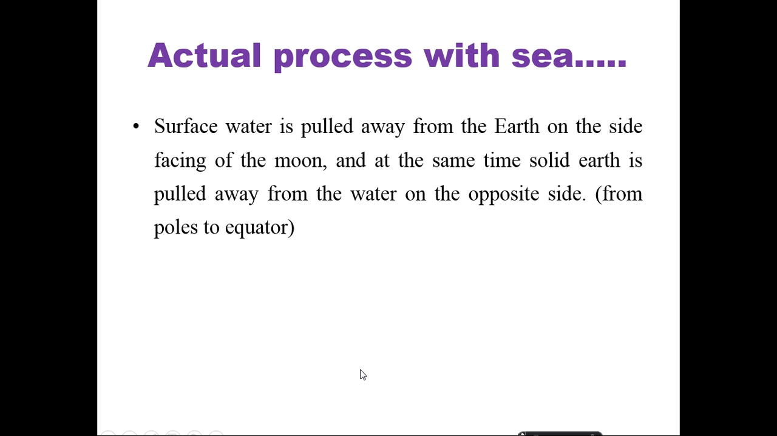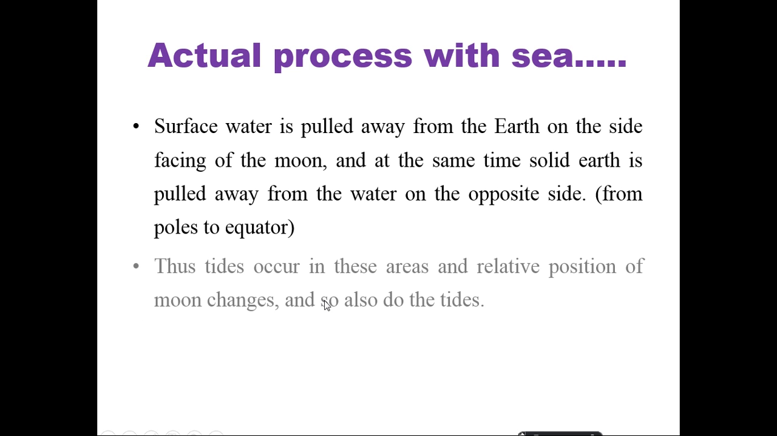As we have seen, from the gravitational pull of the moon, the surface water is pulled away from the earth on the side facing the moon, and at the same time the solid earth is pulled away from the water on the opposite side, that is from poles to equator.